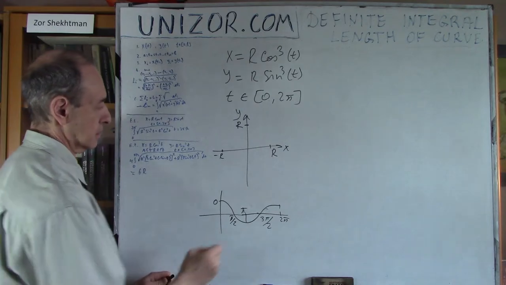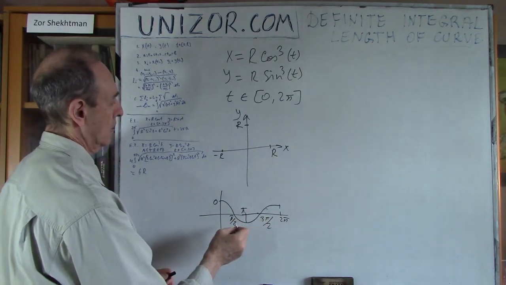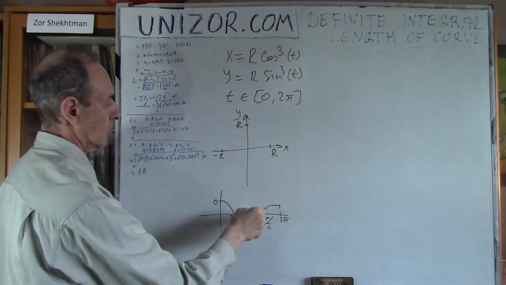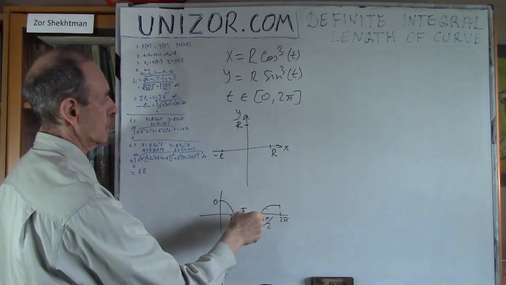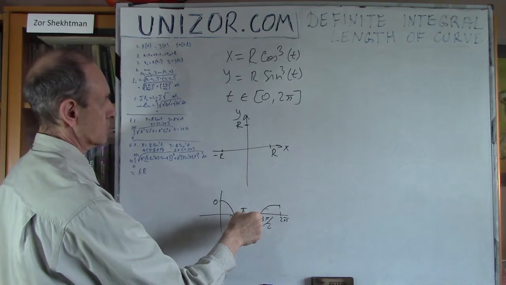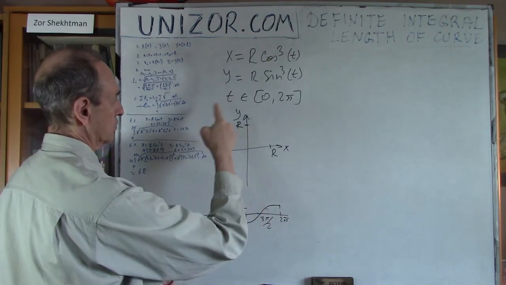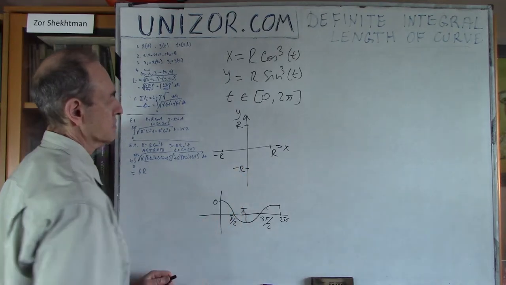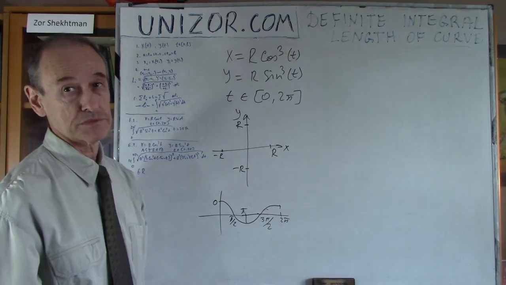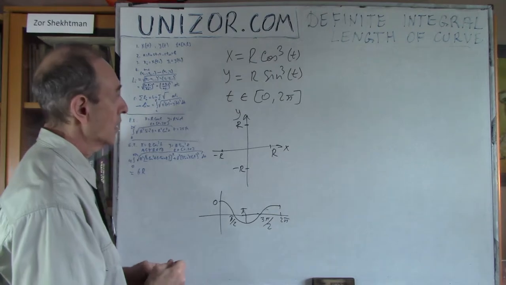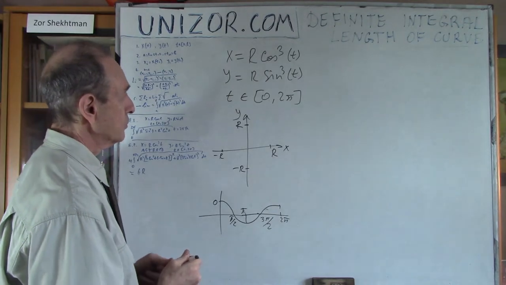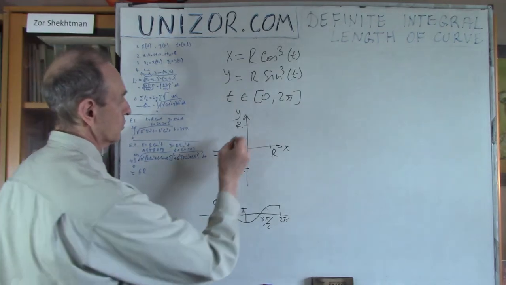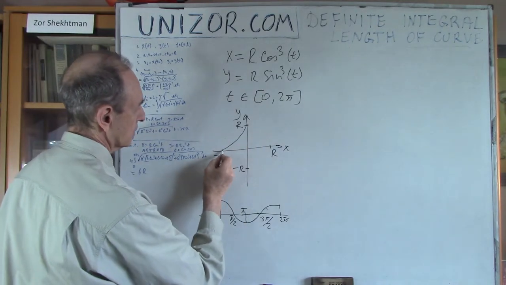And finally, 3 pi over 2: cosine is 0, and sine is minus 1, so it would be 0 and minus r. So these are four points on my curve. Now, how about in between? Well, if you do it a little bit more carefully, you will see that the curve would be something like this.